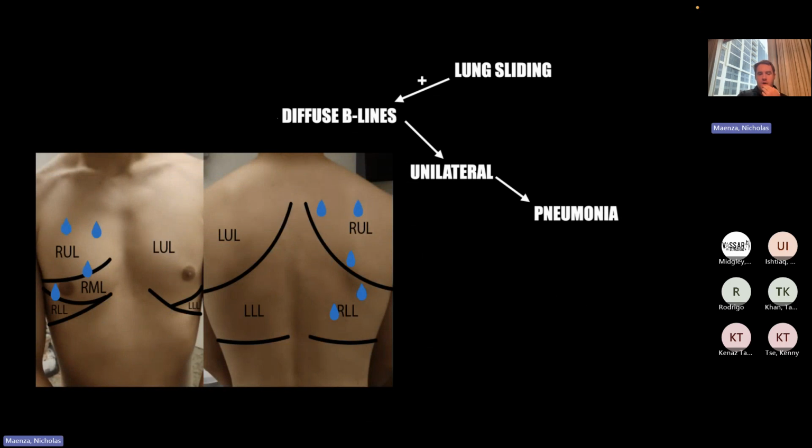Right. So that was pulmonary edema. That's just fluid everywhere in the lungs on both sides, so bad to the point where you potentially get pleural effusions on both sides. All right. Next diagnosis is unilateral B lines. So this is pneumonia again. So you look for lung sliding, you find it, you look for B lines, and you just find them on one side. At that point, you say pneumonia.